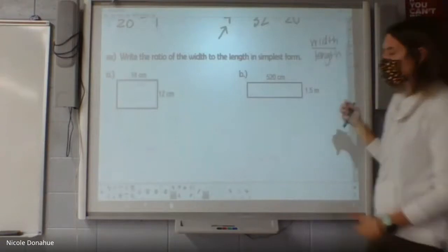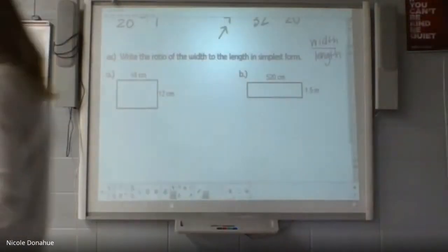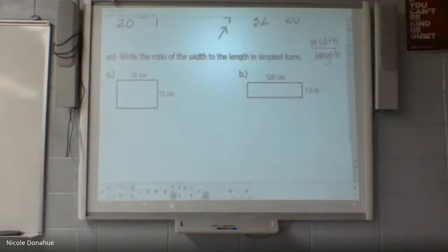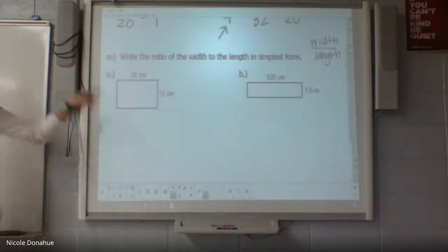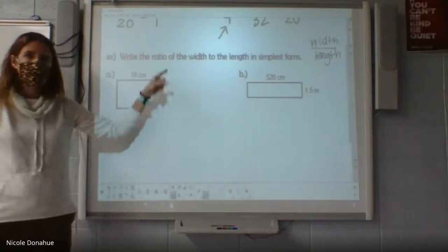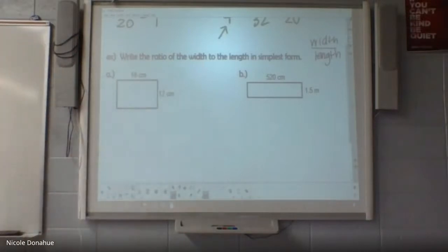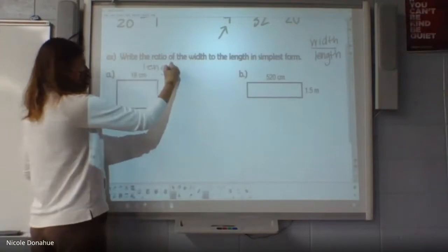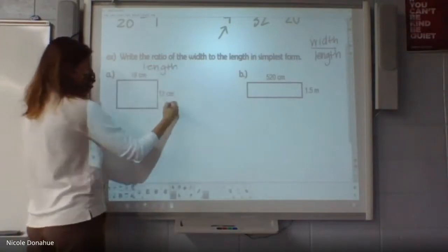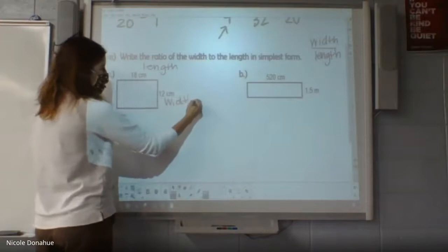Now, for argument's sake, what do you guys want to call the width? Like going across or up and down? What makes more sense? Width versus length, what do you guys think? Width, and then length would be across. That's fine with me. It's got to be consistent, I guess. So length is this way, and then width would be here.